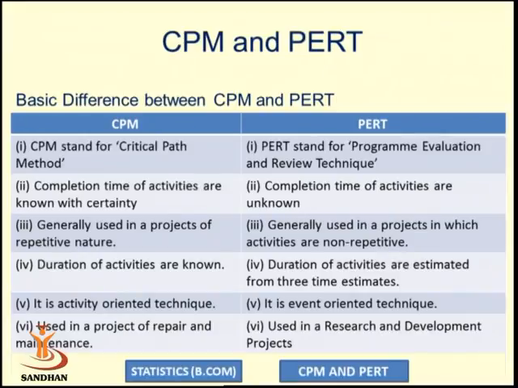The critical path method is an activity oriented technique, so emphasis is given to when a particular activity will be completed, and PERT is an event oriented technique, where emphasis is given to when a particular event will be completed. Critical path method is used in a project of repair and maintenance in which the activities are repetitive and the durations of the activities are known with certainty, while PERT is used in a research and development project in which the durations of the activities are unknown. So we have to estimate the duration from the three time estimates.